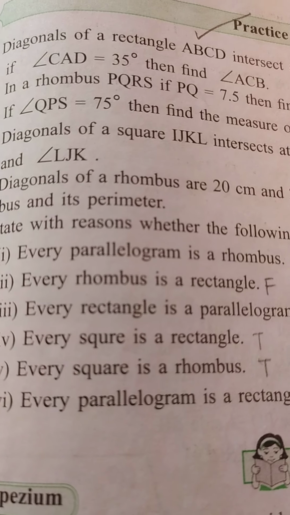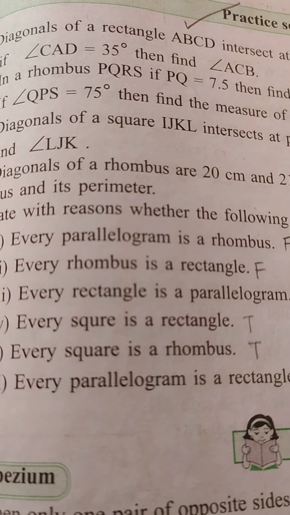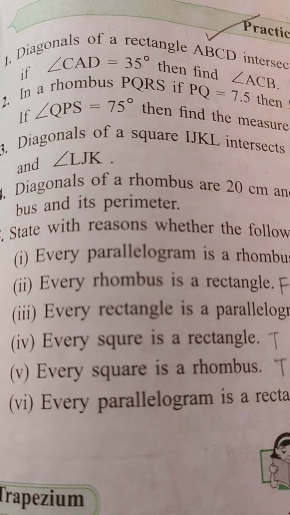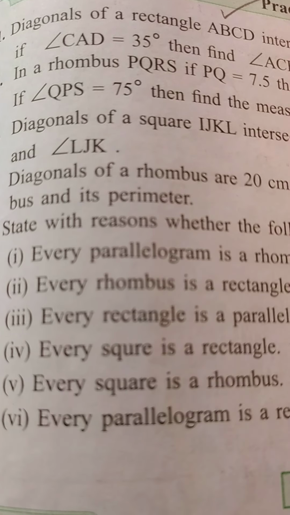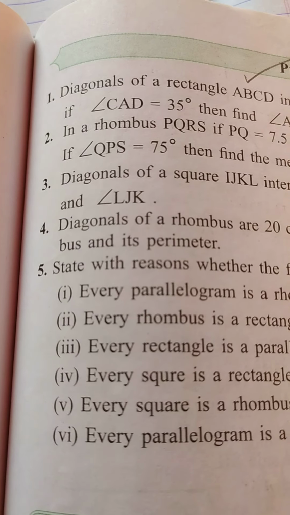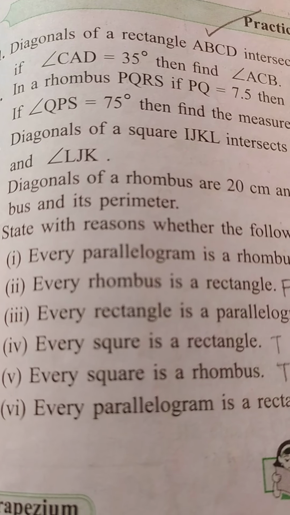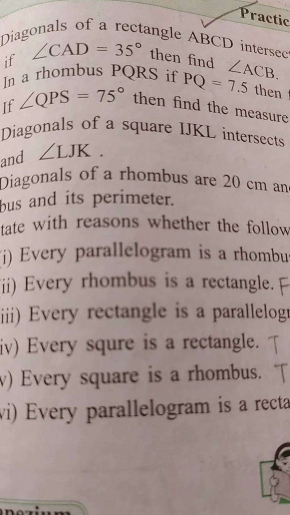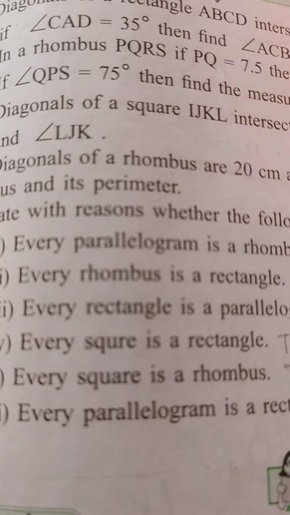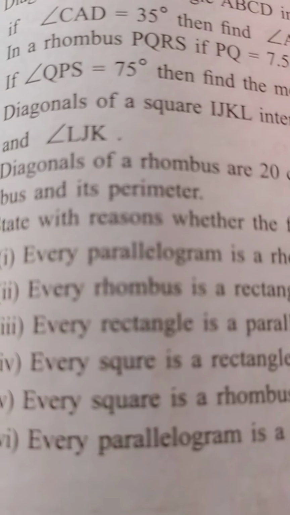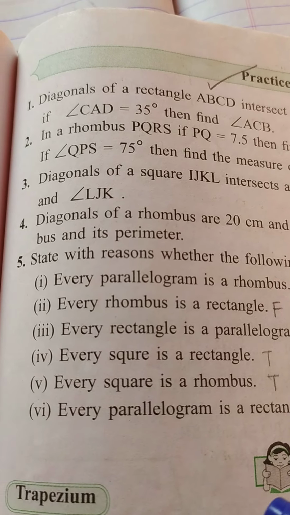Okay. Third, every rectangle is a parallelogram. True. Why? Every rectangle has opposite sides parallel as well as congruent. Therefore, it's a parallelogram. Every square is a rectangle? Yes, because all angles are 90, opposite sides are congruent, it's a rectangle. True. Every square is a rhombus? True, because opposite sides are congruent. Or in fact, all four sides are congruent for a square, and all angles are 90 degrees. Okay, for a rhombus, not necessarily all angles should be 90. So every square can be called a rhombus, it's true. But every rhombus is not a square.